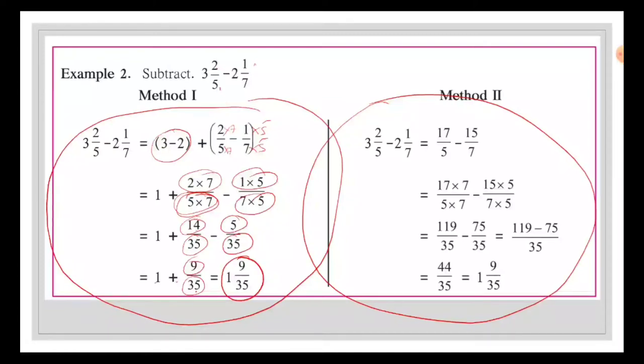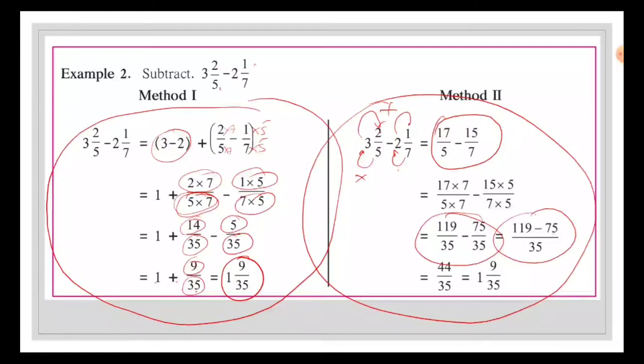Okay, next is this method, you have to multiply it with this and you have to add it. So 5 3s are 15, 15 plus 2 will be 17, and 7 2s are 14, 14 plus 1, 15. So we get 17 upon 5 and 15 upon 7. Now you have to just cross multiply it and make the denominators equal. So you will get this answer. 119 minus 75 will be 44 upon 35. Now you have to convert this 44 upon 35 into a mixed fraction. That's it. Okay, so this is how we do subtraction.